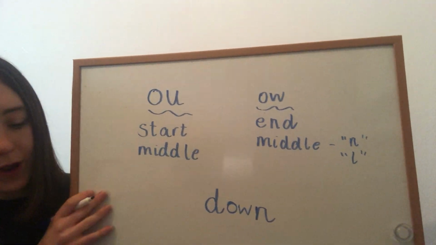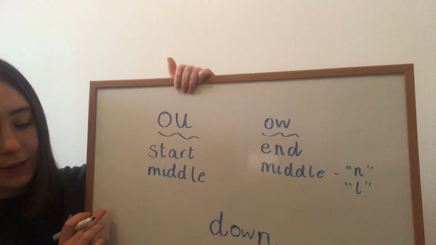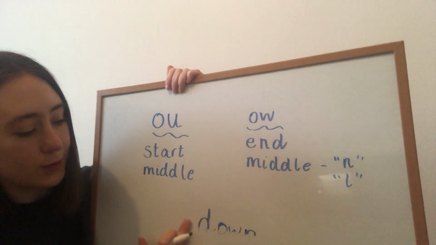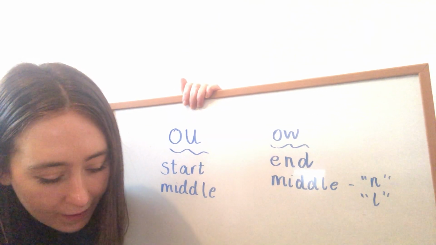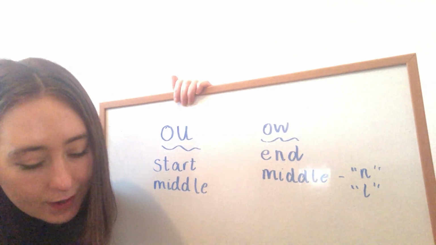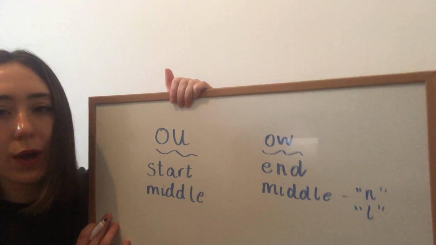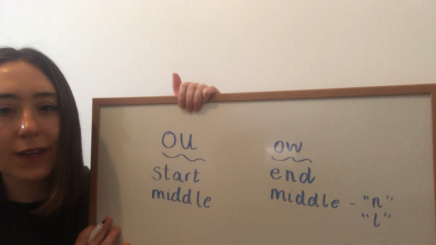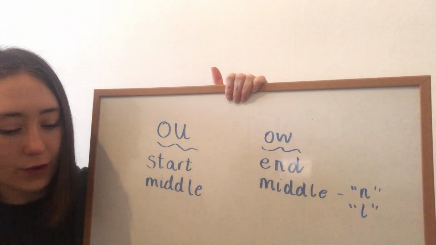Excellent. So let's do one more sentence. I've got a few here. What about this one? How now brown cow.